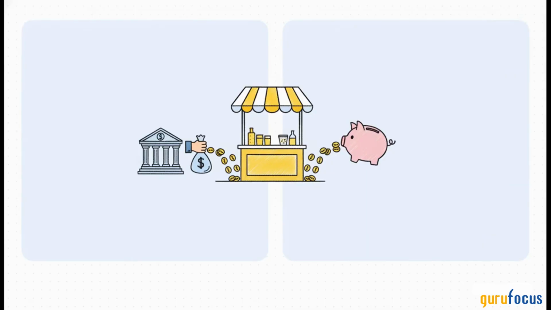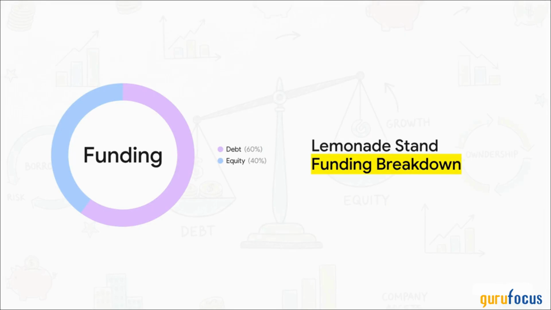So, let's ground this in real life. Picture a neighborhood lemonade stand. To get this thing up and running, you're going to need two types of funding. On one side, you've got borrowed money, like maybe a loan from your parents. We call that debt. On the flip side, you have cash straight out of your own piggy bank, and we call that equity.